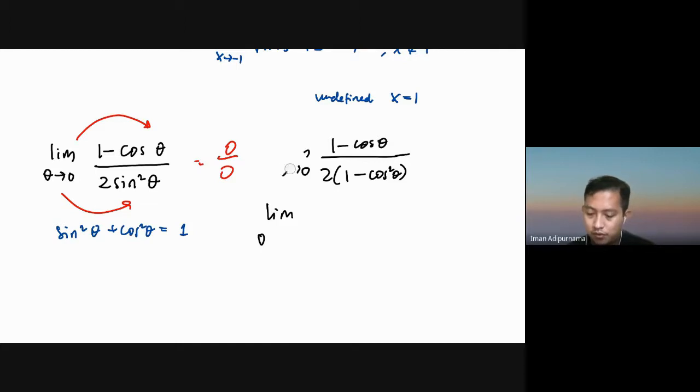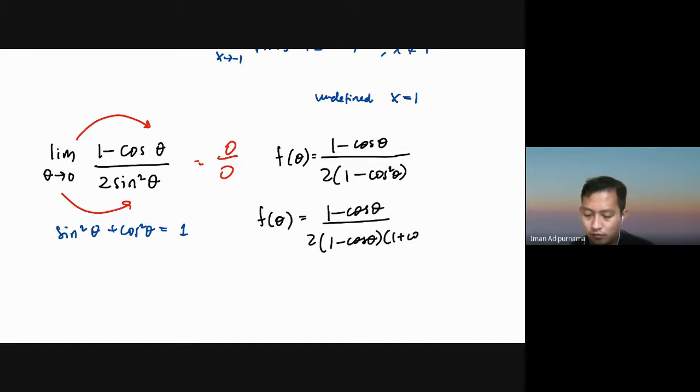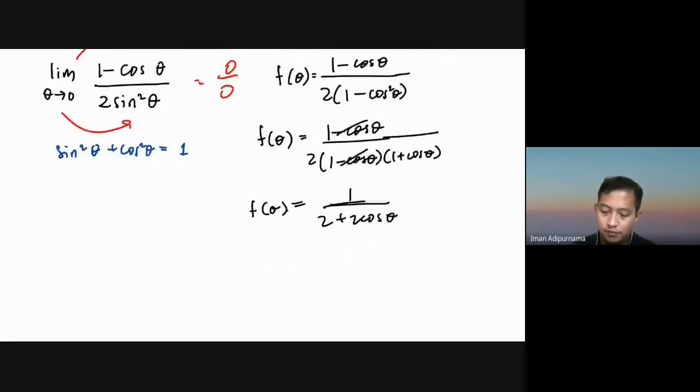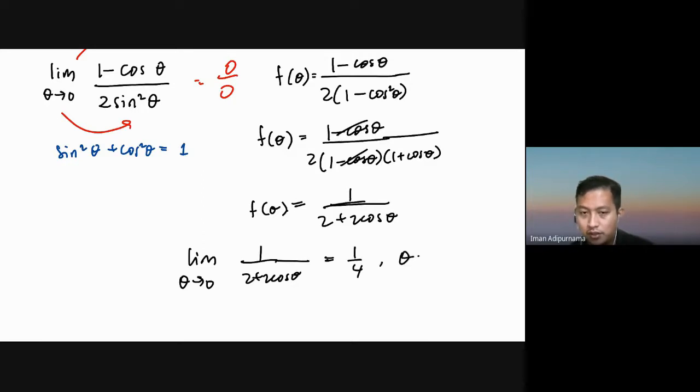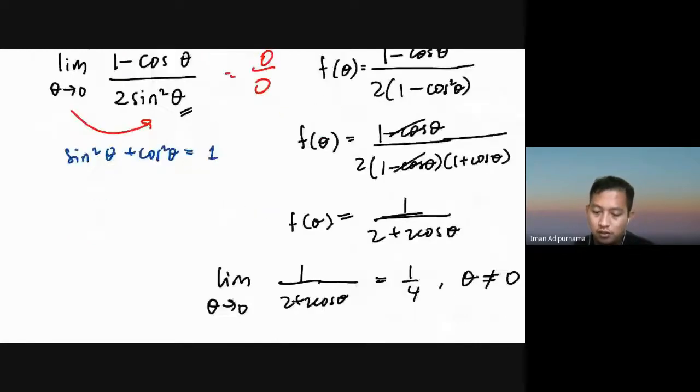or maybe you can let this be a function first. And you know that this will be 1 over 2 plus 2 cosine theta. Okay, the function. And then the limit is 1 over 4, but theta is not equal to 0. Okay? Because if you have 0 here, it will be undefined, right?